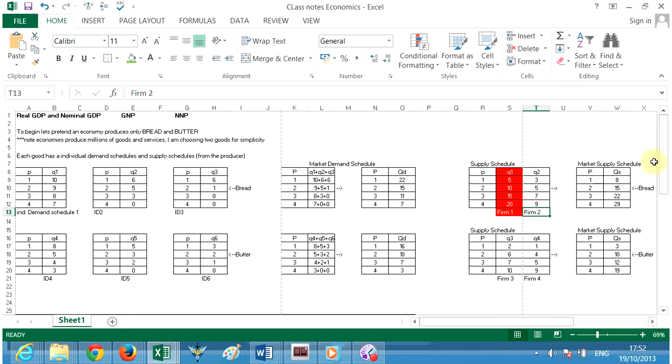So the market supply schedule is the combination. 5 plus 3 gives me 8. 10 plus 5 gives me 15. At each price, what the 2 firms produce is the market supply. So this is the market supply for bread here.